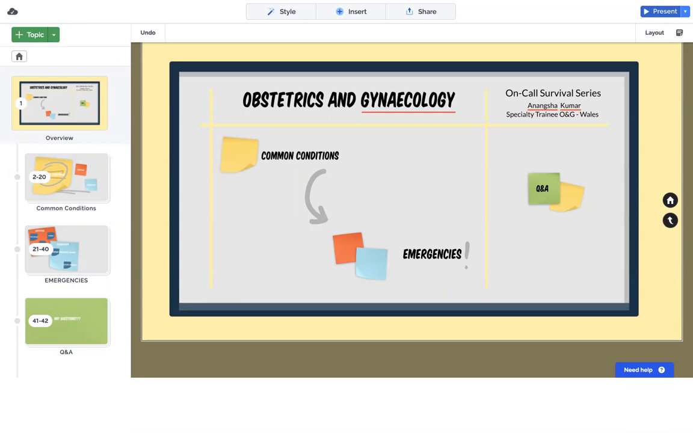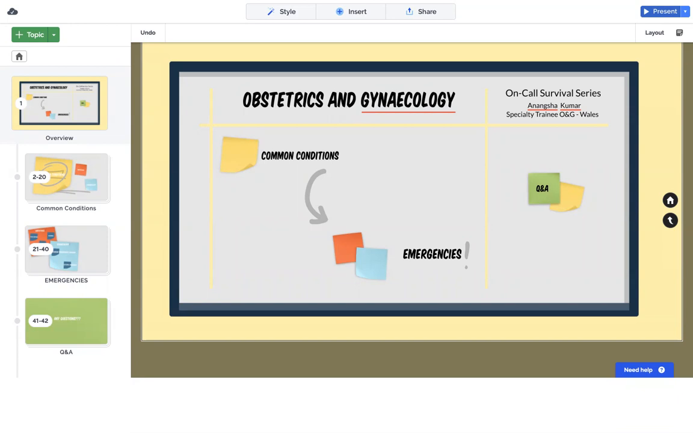So to begin with, I'll start with the common conditions. I've subdivided it into obs and gynae. To begin with obs, in a triage or in your antenatal ward, mostly the patients will be coming in with the following complaints. It's really rare that somebody will be coming in with something else. It can happen, but mostly you will have your seniors to support you, even in these situations as well. But these are the most common ones.